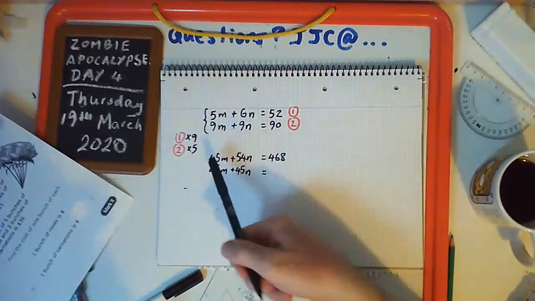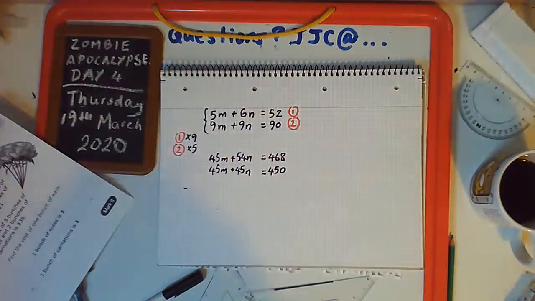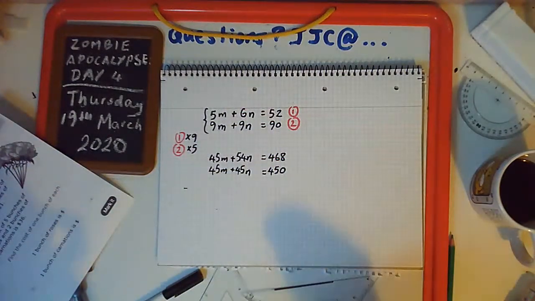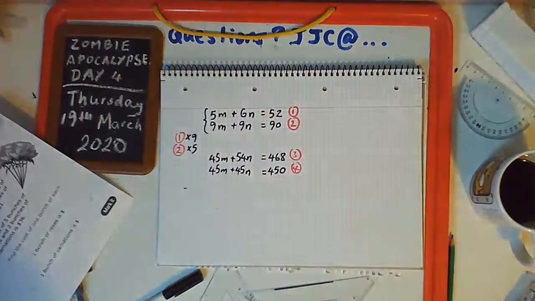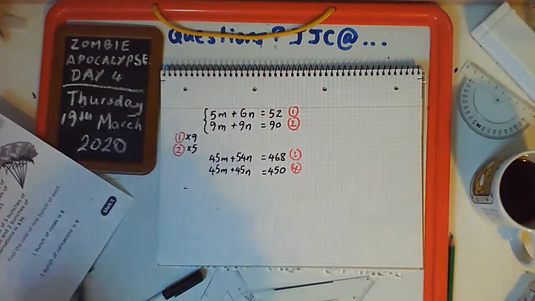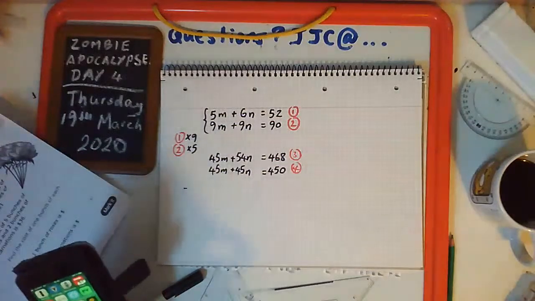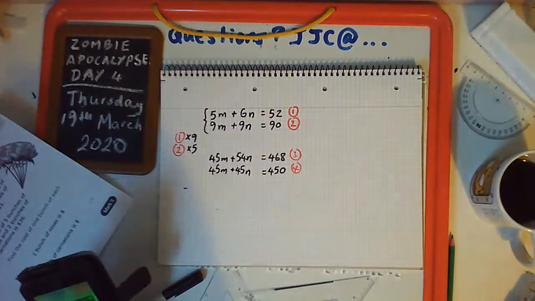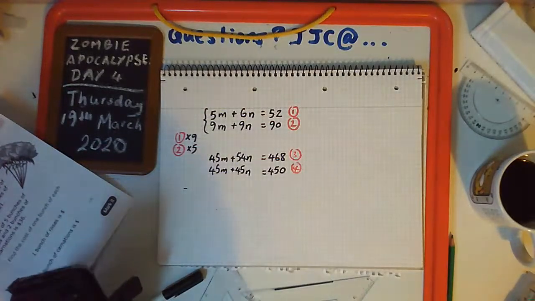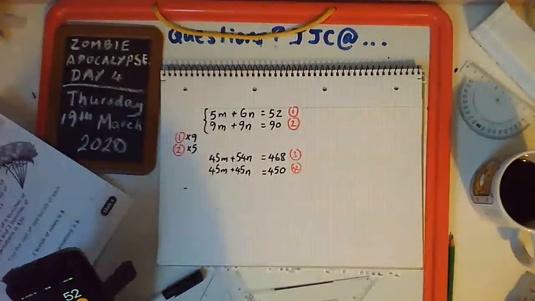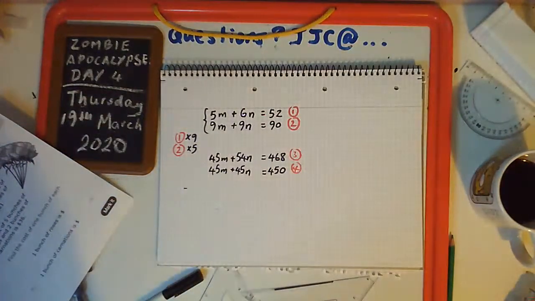And 90 times 5 gives you 450. Okay, so I'm going to call those equations 3 and 4. You know what? Before I go any further with this, I am going to check that 52 times 9 is indeed 468, because that would be silly if I went all the way with that and messed up at the end. So 52 times 9, 468. Should have trusted my brain, shouldn't I?